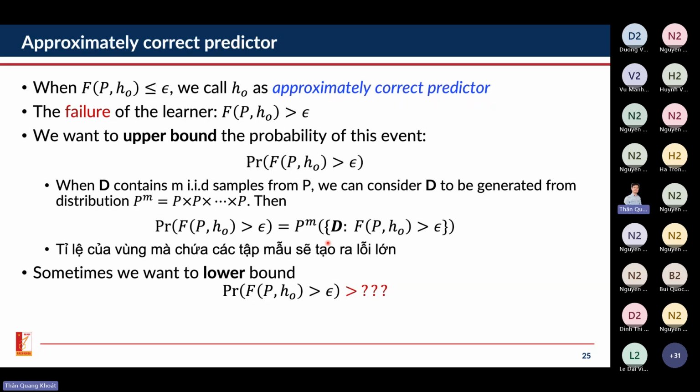But sometimes in practice, we want to do it in another way. For example, we may want a lower bound on that probability. That is, sometimes we want to consider the worst case, or the hardness of a learning problem. In that case, we need to consider another way. Not an upper bound, but a lower bound, for example.